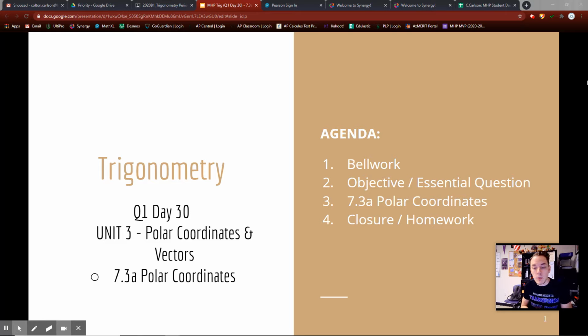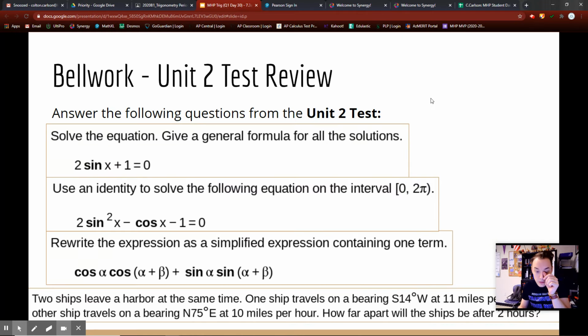We're going to go through 7.A. This is the first part of a two-parter, 7.3. So 7.A today, polar coordinates, and then tomorrow we're going to do 7.B, polar equations. Okay? And then summary, of course, closure, and so forth.